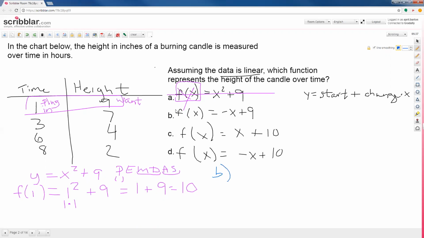And again, you can basically ignore this f of x for this kind of problem. We're really just focused on this right side. We're going to plug in a 1. There is a negative symbol in front though, so -1 plus 9. This time we don't have anything else but addition, so we just go to the addition. -1 plus 9 gives us +8. So is that what we wanted? Is that the correct answer?